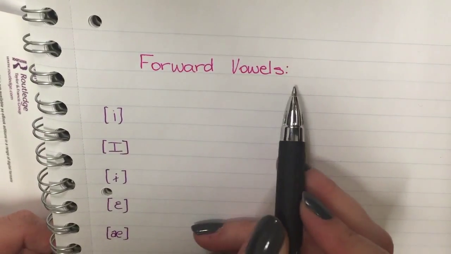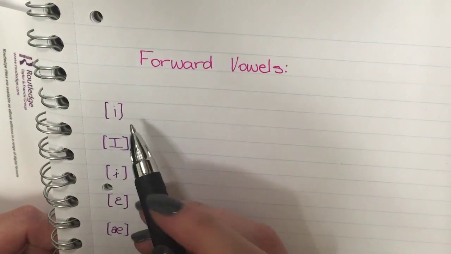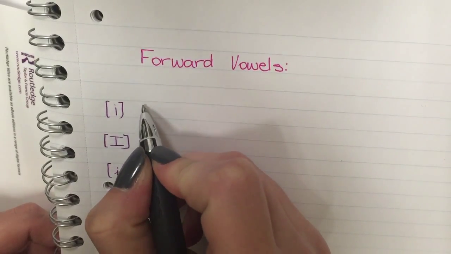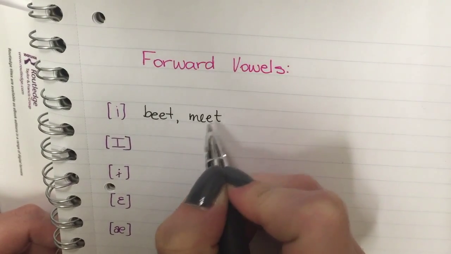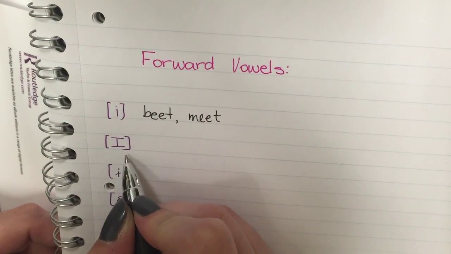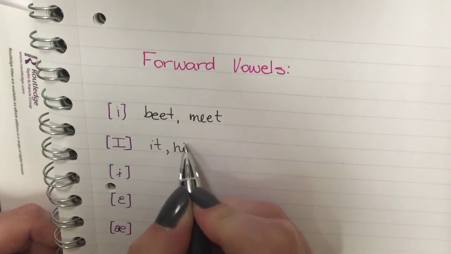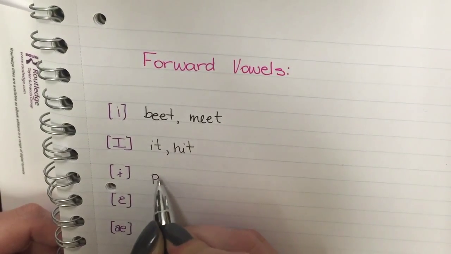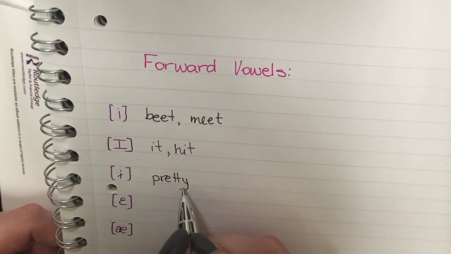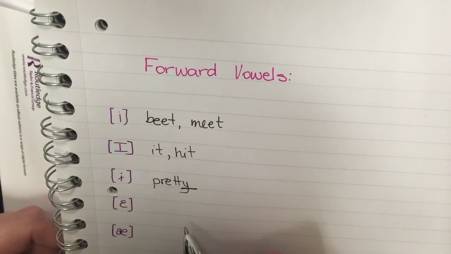The first group we have are vowels, forward vowels, and the first one is a closed I, which is a lowercase I, and is used for words such as beat or meet. There's also an open I, which is an uppercase I, and that is used for words like it or hit. A lowercase I with a slash through it is referred to as the pretty I, which is used for words such as pretty, the E at the end of the word.